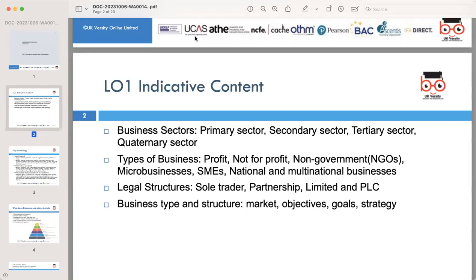So in this session, we will gain insight into the diverse landscape of businesses, their sectors, legal frameworks, and how their types and structure relate to their market objectives, goals, and strategies. Any question if anyone is there?